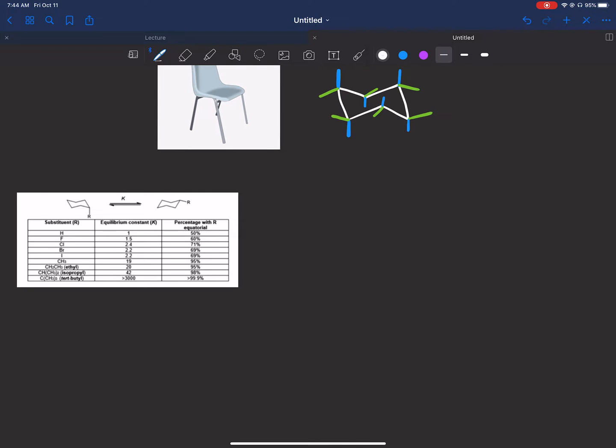it can reduce something called a 1-3 diaxial interaction. All right, so what is that?